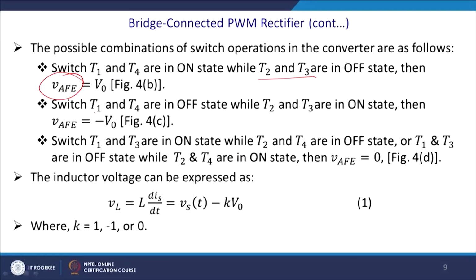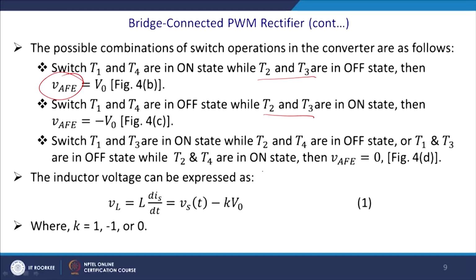So, this is the mode of operation. Switches T1 and T4 are on, let us say this is mode 1, the on state, while T2 and T3 are off. Then the voltage of this rectifier will be V0. Then we switch it over, T1 and T4 are off, while T2 and T3 are on, then you get minus of the output voltage. If switches T1 and T3 are on while T2 and T4 are off, or T1 and T3 are off while T2 and T4 are on, then this will be 0.